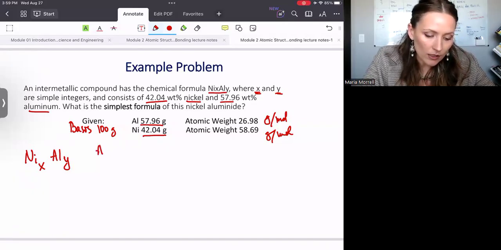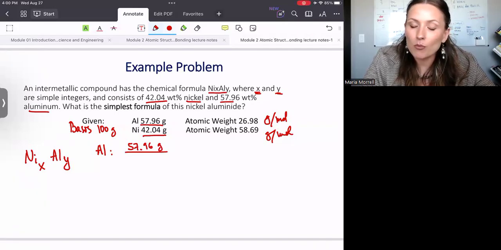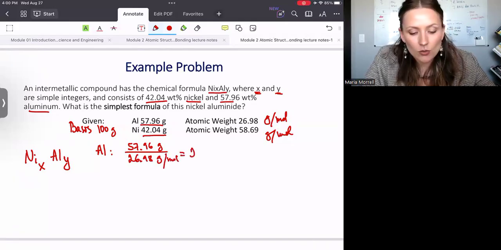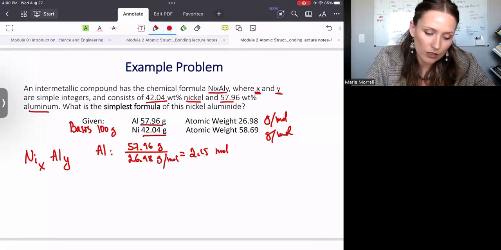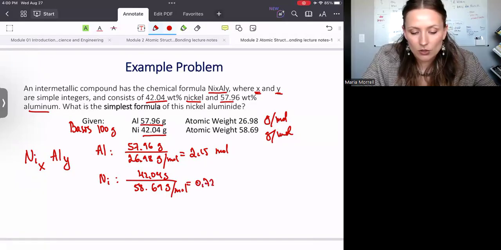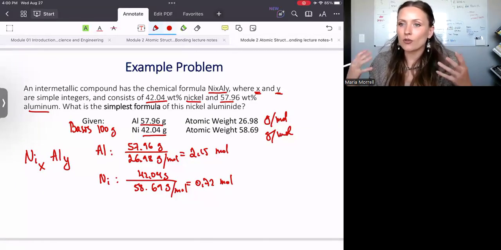I'm going to go with the following way. I'll start with aluminum. I know that I have 57.96 grams, and the question is how many moles of aluminum I have. Given that the relative mass is 26.98 grams per mole, that would give me 2.15 mole of aluminum. Now, same way, I'm going to estimate the number of moles for nickel, given that I have 42.04 grams divided by the atomic weight, 58.69 gram per mole. And that would give me 0.72 mole. So now I know the number of moles.